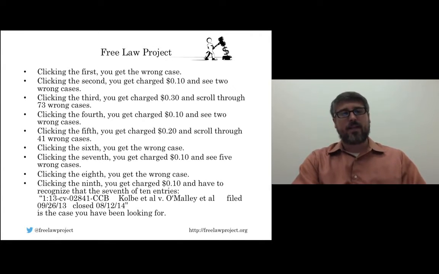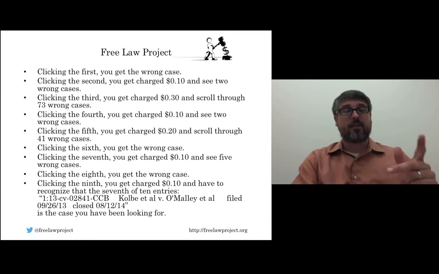You click on the fifth O'Malley, you get charged 20 cents, and you'll have to scroll through 41 incorrect cases, making sure none of them sound anything like Colby versus O'Malley. You click on the sixth to get the wrong case, you click on the seventh O'Malley, you get charged 10 cents, and you see 5 wrong cases. You click the eighth, you get the wrong case.